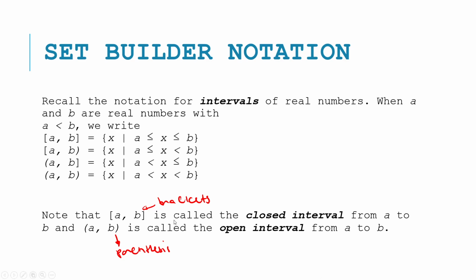Therefore, here we would not include A and B if it's an open interval, and if it's a closed interval, then we would include A and B, because here you could see that X such that A is less than and equal to X, and X is less than and equal to B. So X is equal to A and B when it's a closed interval, but X is not equal to A and B when it's an open interval.